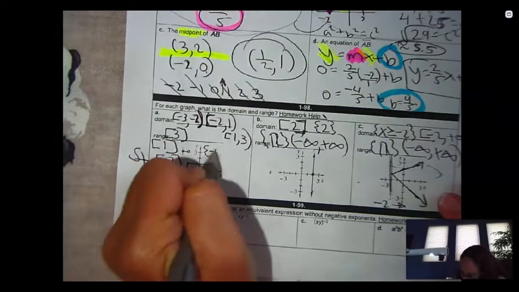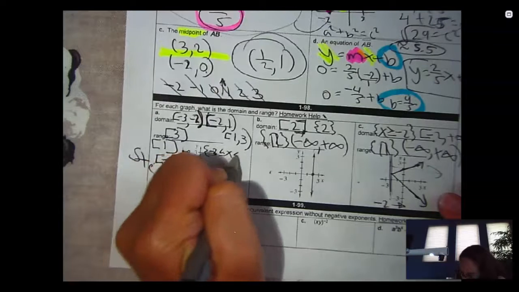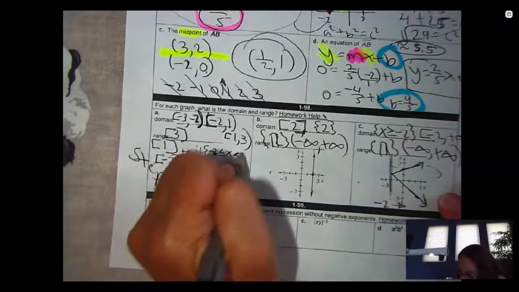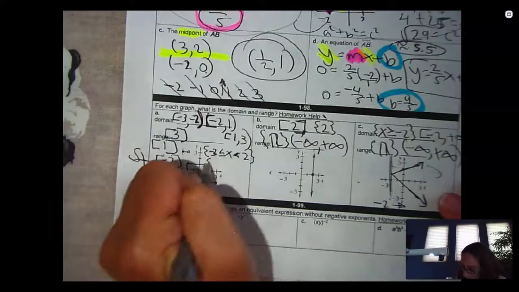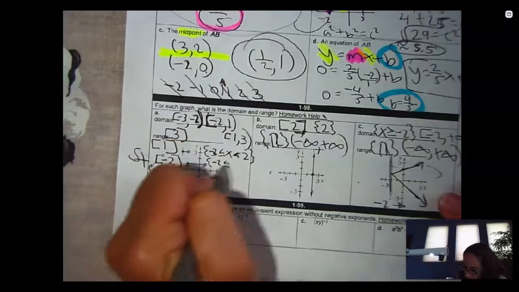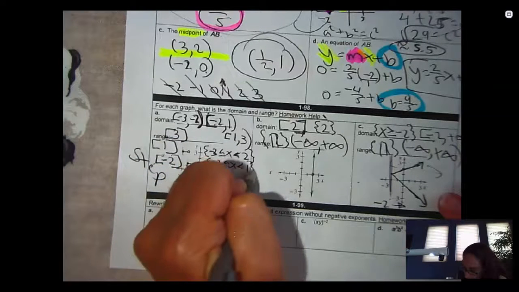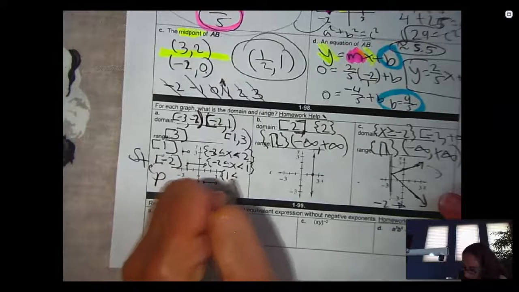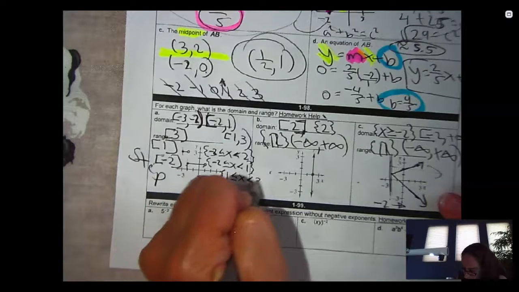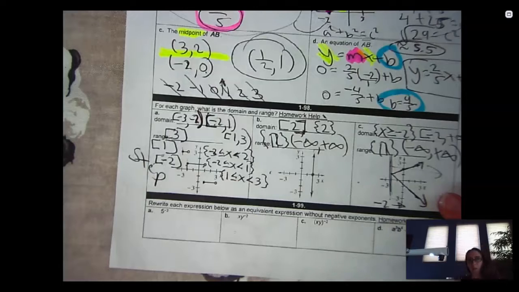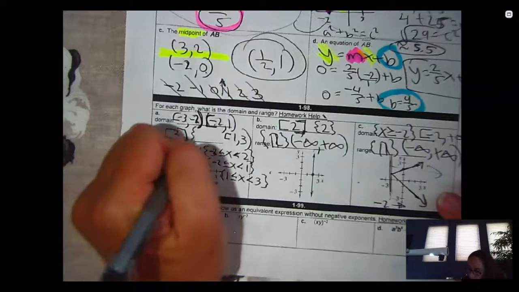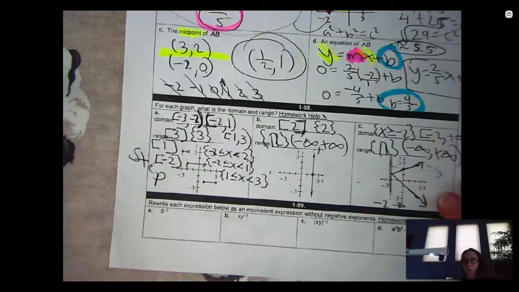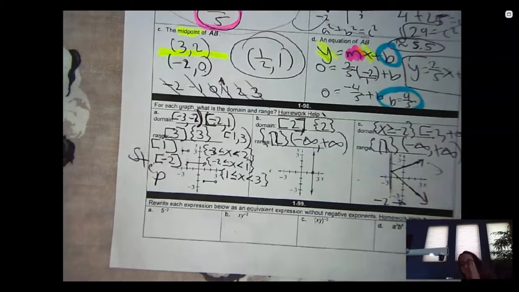From negative 3 is less than or equal to x, which is less than 2. Negative 2 less than or equal to x, which is less than 1. This would be 1 is less than or equal to x, which is less than 3. That's set notation. And then the range in set notation is 3. Interval's way easier for me.